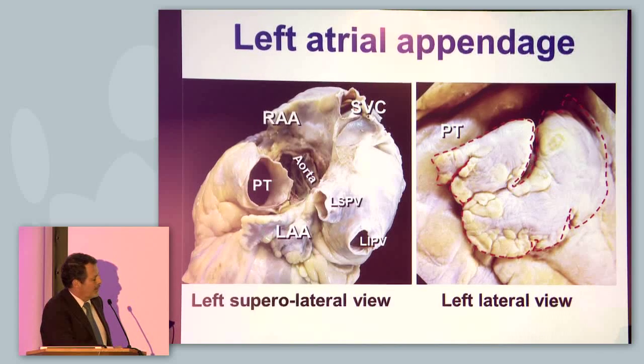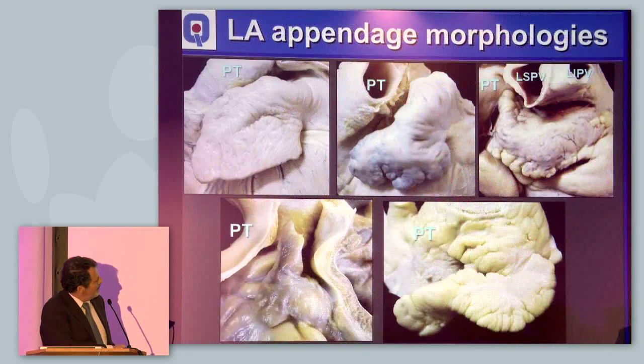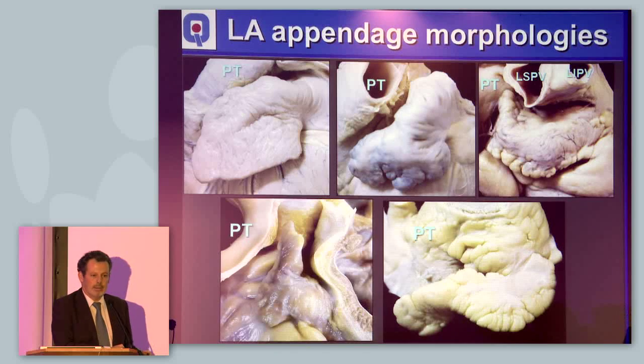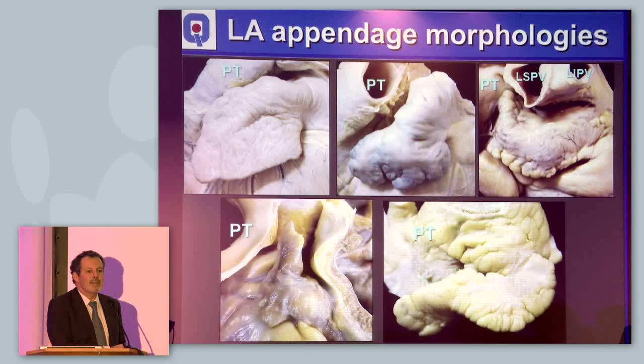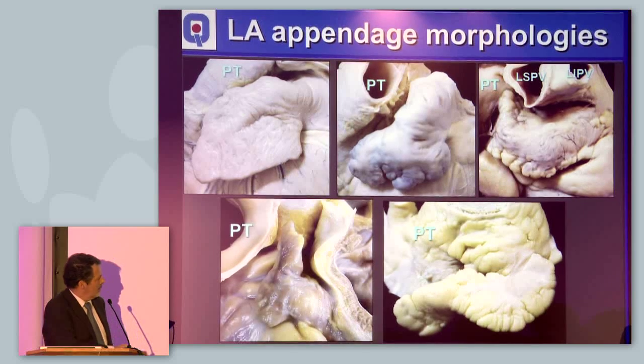Here you see the left atrial appendage. This is the AV groove. This is the aorta, the left superior and left inferior pulmonary veins, in the left superior lateral view. And this is the left lateral view. Please note the variable aspect of the left atrial appendage in this slide. Note the marked variability in the shape of the left atrial appendage. Here you can see fine specimens from Damián Sánchez Quintana, and please note the different aspects.